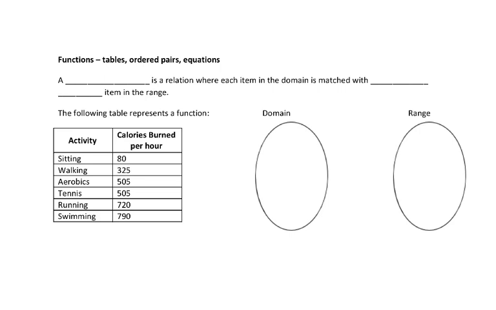A function is a specific type of relation. It's a relation where each item in the domain is matched with only one item in the range. So for instance, this table represents a function.